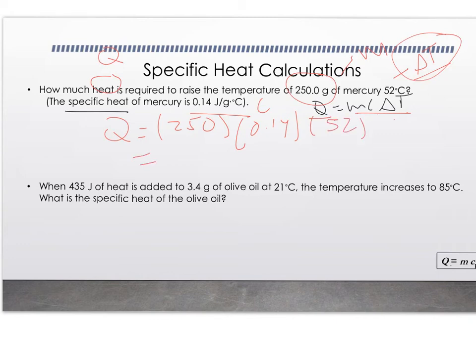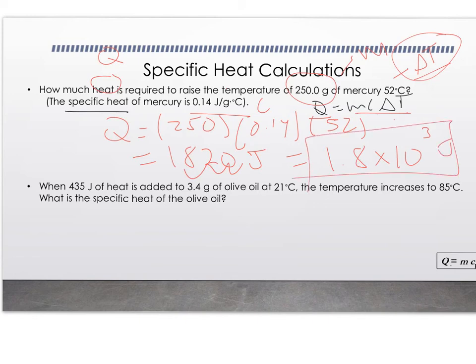So your mass is 250, your C is 0.14, and then your delta T is 52. Multiplying all three of those values together, we get 101,820 joules, and it is a positive Q, so this would be an endothermic process because you have to input it into the system. And then converting this to sig figs, you need 2 sig figs, so I'm just going to use scientific notation, where I get 1.8 times 10 to the third power, because we move it 1, 2, 3 times, and joules.